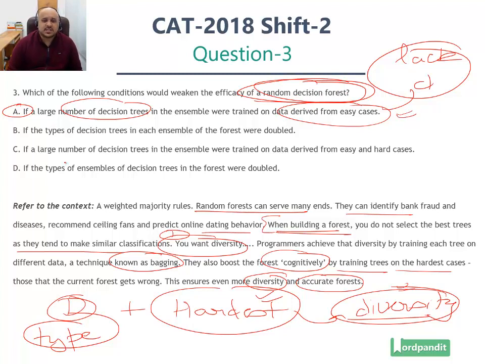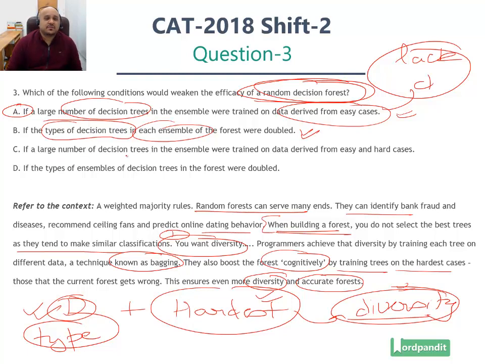Let's look at the other options as well and see how they do not weaken the efficacy of a random decision forest. Option number B, if the types of decision trees in each ensemble of the forest were doubled. Now, what are you doubling? You are doubling the types of decision trees. So that means you are adding diversity in the ensemble, in the collection. If you add diversity, the random decision forest is going to get strengthened, hence incorrect.